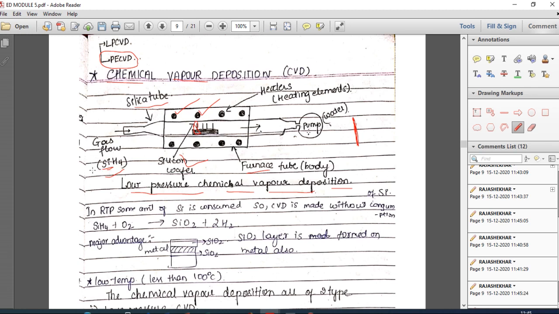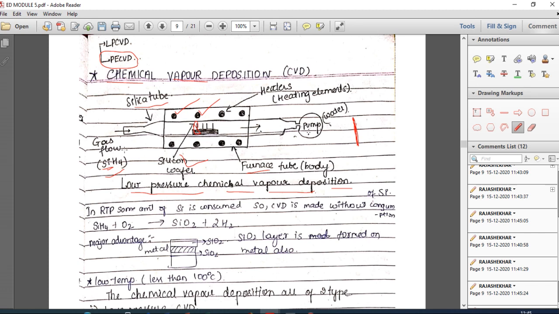In the gas, we already have Si, so it will just react with the O2 present in this silica tube and form a silicon dioxide layer on the silicon wafer. So we can say that there is one more advantage of chemical vapor deposition: without consuming any silicon, it forms a silicon dioxide layer. Okay, so thus it completes the oxidation process.